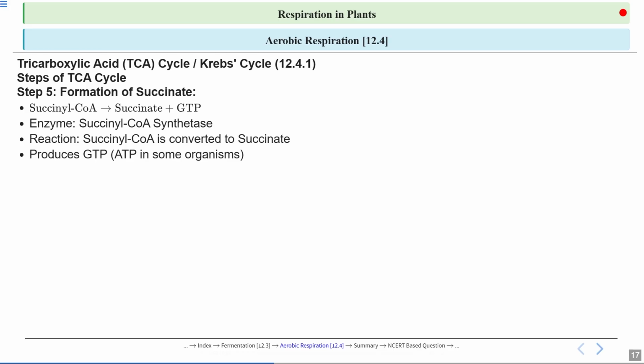And it is also ATP in some organisms. Because in some organisms, ATP is made instead, but both of them serve as energy currency. And in this process, coenzyme A is released. So the cell can reuse the coenzyme A in other reactions. This reaction is reversible, so it can go in either direction depending upon what the cell needs.